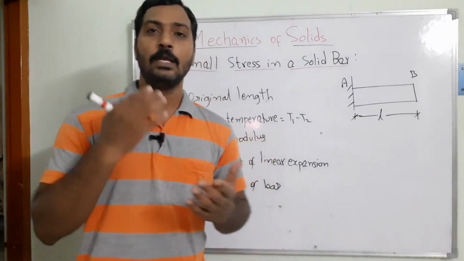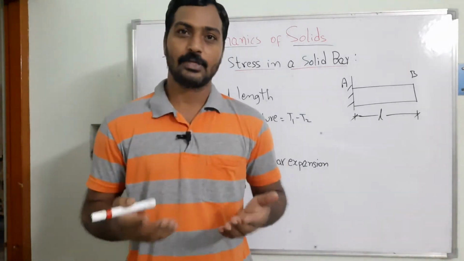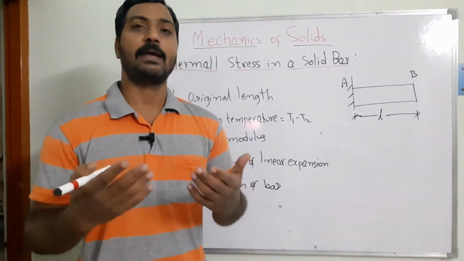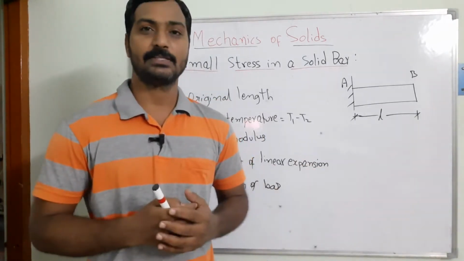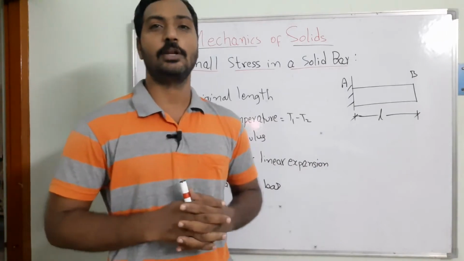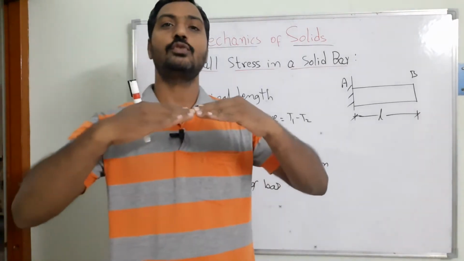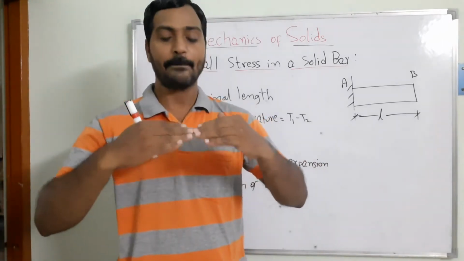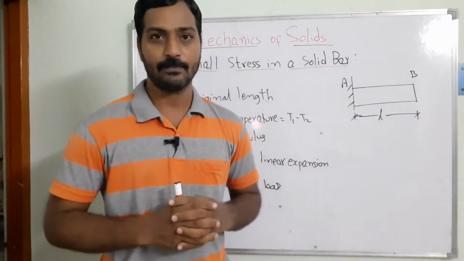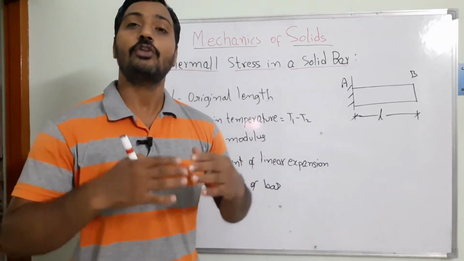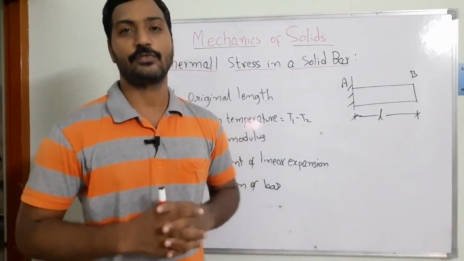For example, consider railway tracks. In summer, elongation always takes place. In winter, contraction takes place. In order to compensate for this, when they are joining two tracks, they maintain a gap. So they are allowing for free expansion, and it will not change the shape and size of the component.